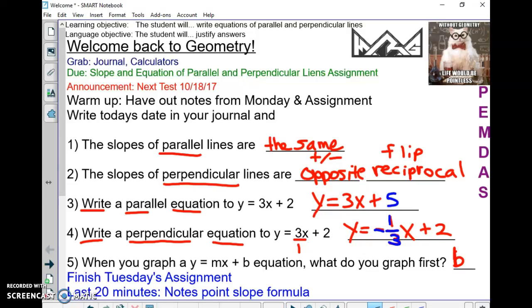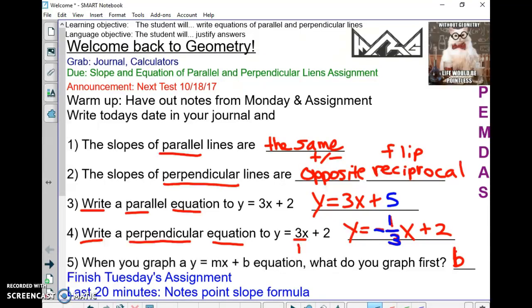So these were the results from our warm-up. We talked about slopes of parallel lines are the same. Slopes of perpendicular lines are opposite reciprocal. To write a parallel equation, you just change the b, the y-intercept. To write a perpendicular equation, you do two changes to the slope. You change the sign, you flip the fraction. The y-intercept can or cannot change. It's up to you. And then, last but not least, number 5, when you graph the b first.